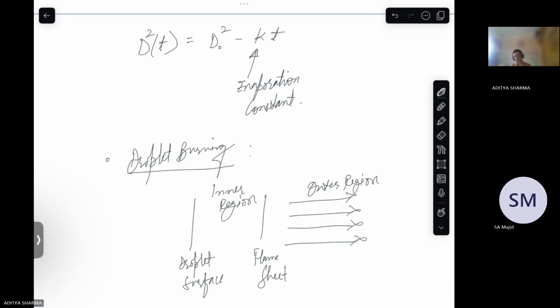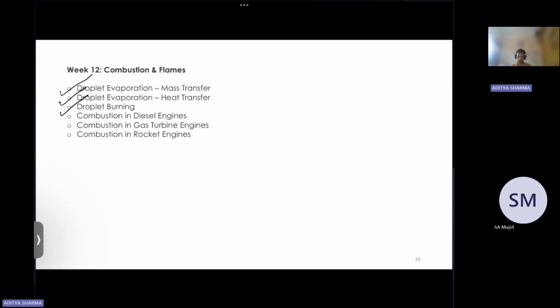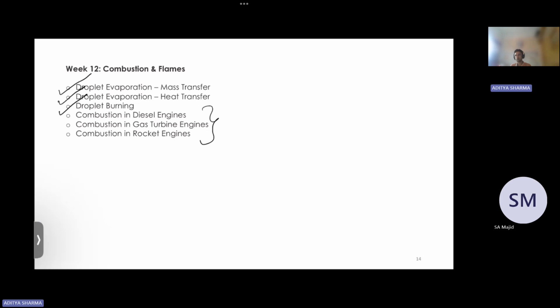So while combustion, what happens is that your fuel comes from this droplet by means of evaporation towards the flame, and your oxidizer comes from your outer region. And this way your combustion takes place when these two reactants, that is fuel and oxidizer, react at your flame sheet. So this is your droplet burning. Then the same way, rocket engines have been discussed where combustion is taking place by means of diffusion. So these are all the topics that have been covered in this course. So it was a 12-week course.